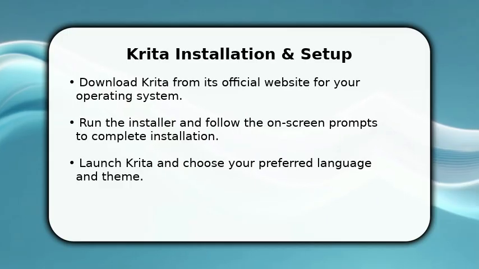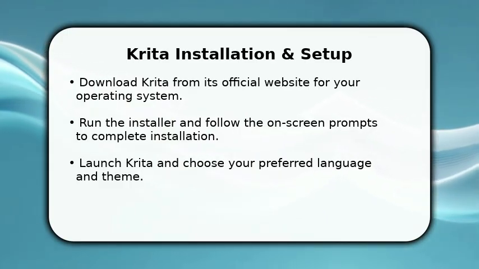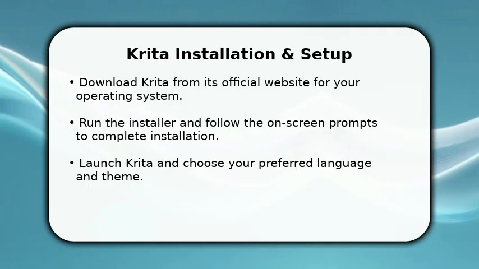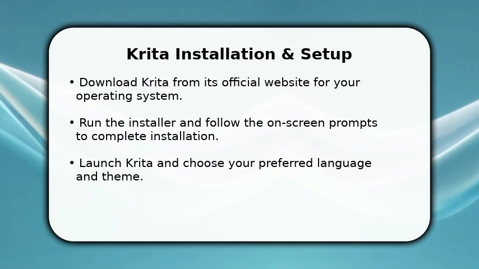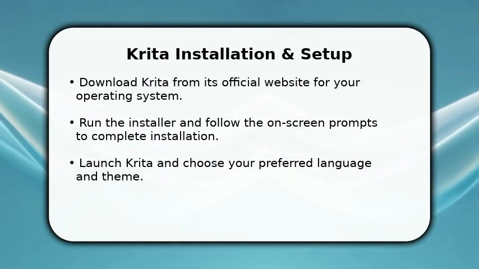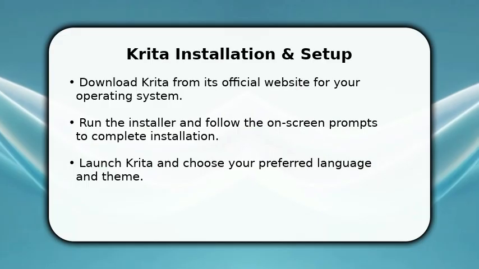After installation, launch Krita. You'll be prompted to select your preferred language and a visual theme, such as dark or light. Finally, set up your initial canvas with a resolution like 300 dpi and a color profile like sRGB.